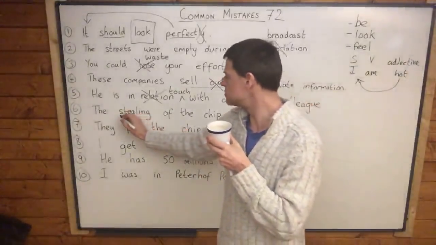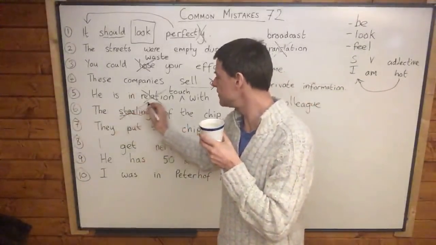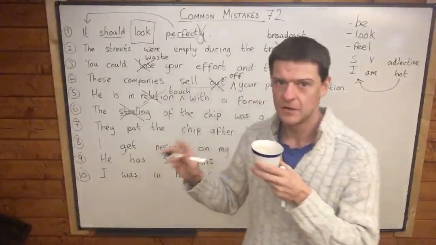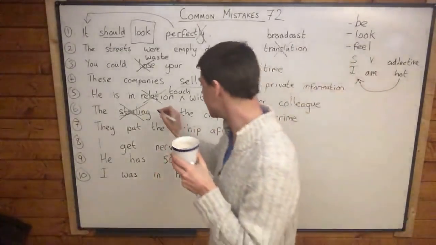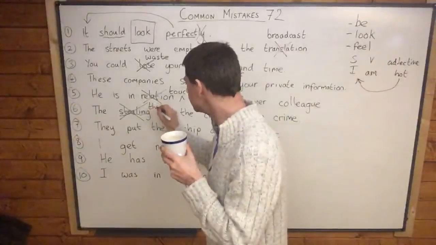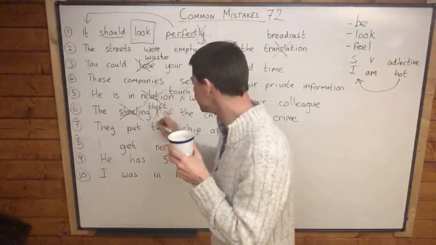Number 6, the stealing of the chip was a crime. Now, we don't use a gerund when there's a perfectly good noun available. We generally don't use gerunds if we have already got a noun, and there is a noun. The noun is theft. So again, this is a vocabulary mistake, really.